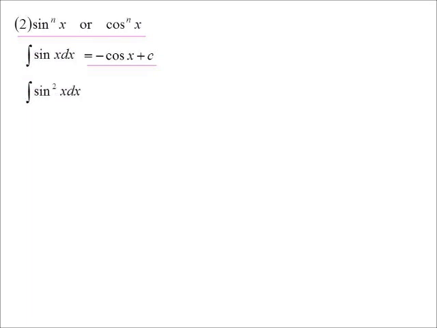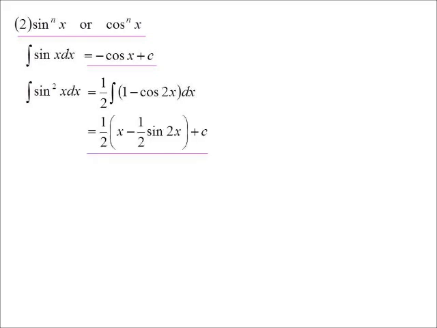Sine squared, well, we've seen how we handle that one. That's where we use our trig identity, change that to a half of 1 minus cos 2x. Remember, cos squared would be a half of 1 plus cos 2x. And then we integrate each of those individually. Okay, so there's sine squared. Sine cubed then.